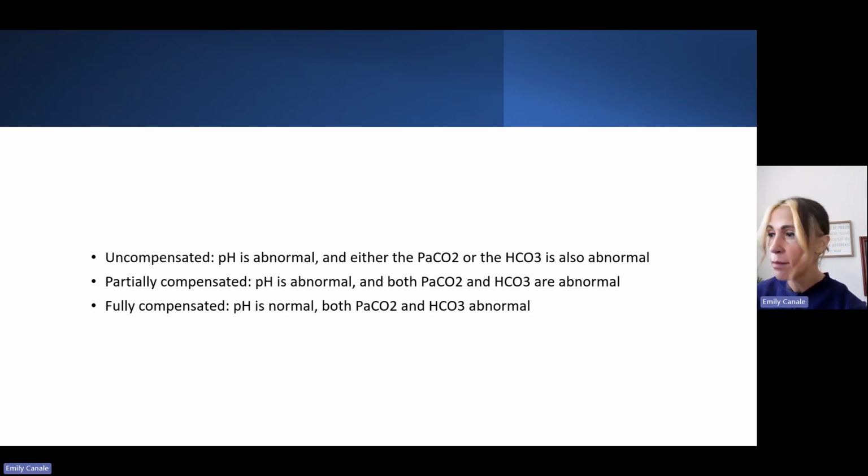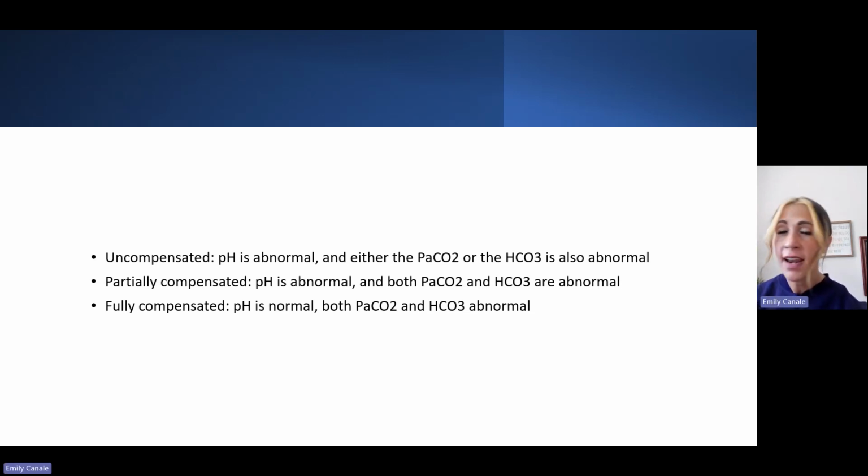If it's partially compensated, again, the pH is abnormal, and both the PaCO2 and the HCO3 are abnormal because one of them is trying to fix it. That's the main difference between uncompensated and partial. In uncompensated, the pH is abnormal and one of the two is abnormal, not all three. But if it's partially compensated, then they all are abnormal.